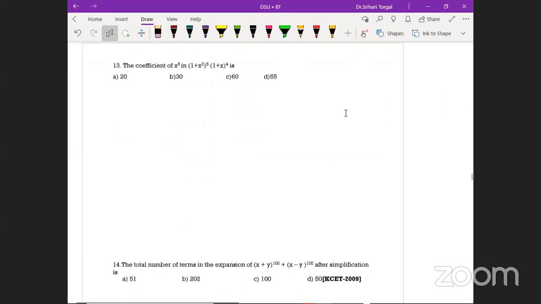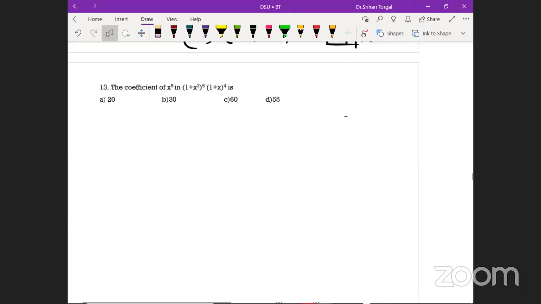Let me move on to question number 13. The coefficient of x power 5 in (1 plus x square) whole power 5 into (1 plus x) whole power 4. For that, I have to expand both, otherwise it is not possible. And we don't have any chance to take factors and multiply, right? So let me expand that.